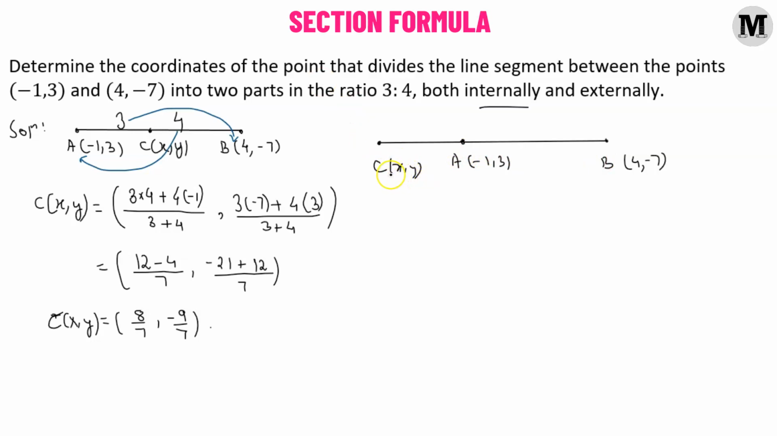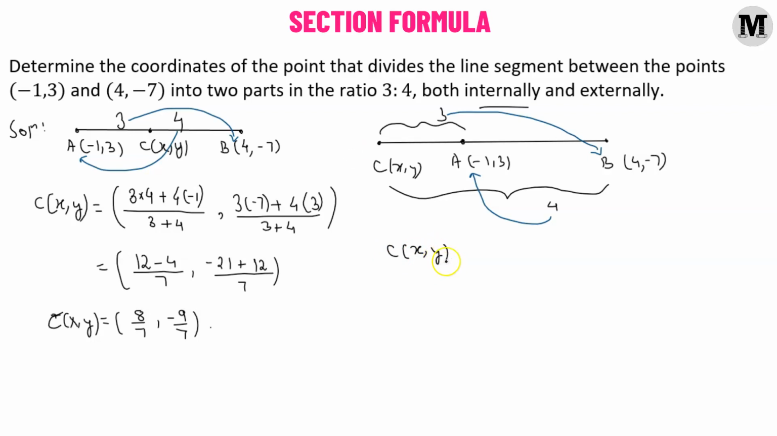The reason I have chosen C to the left of A is that point C is dividing AB in the ratio 3:4, which means the length of CA is 3 and the length of CB is 4. That's how it is dividing it externally. The calculation is similar to the previous one: 3 will get multiplied with B, and 4 will get multiplied with A. So let's perform the calculation and find the coordinates of point C, (x, y).